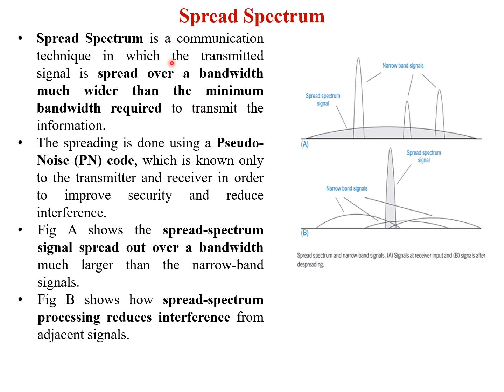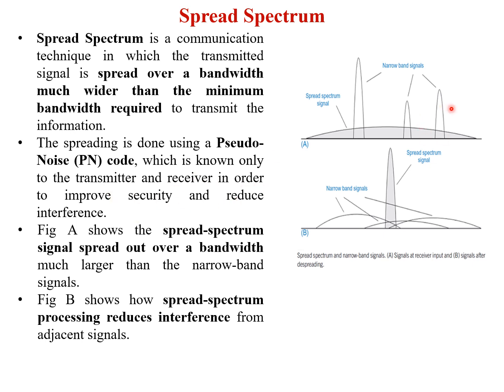What is spread spectrum? It's a communication technique in which the transmitted data is spread over a bandwidth much wider than the minimum bandwidth required to transmit the information. How is the spreading done? It is done using a pseudo noise code, or PN code, which is known only to the transmitter and receiver, in order to improve security and reduce interference.